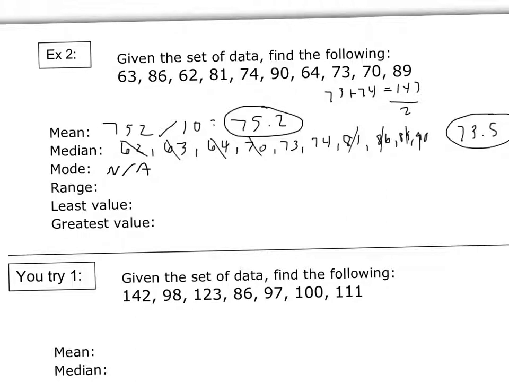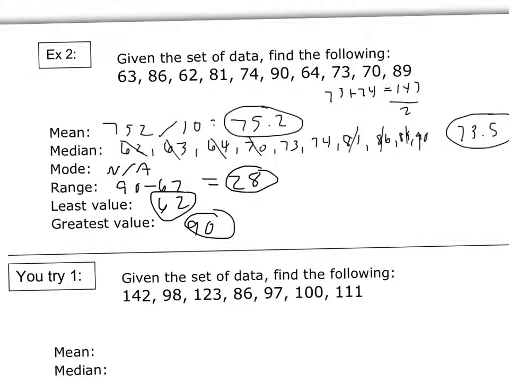Okay, our range, our largest minus our smallest, so we have 90 minus 62, and 90 minus 62 is going to give us 28. Okay, our least value, it's easy. Our least value was 62, and our largest value was 90. Okay, so here's just a few different examples that give you mean, median, and mode.